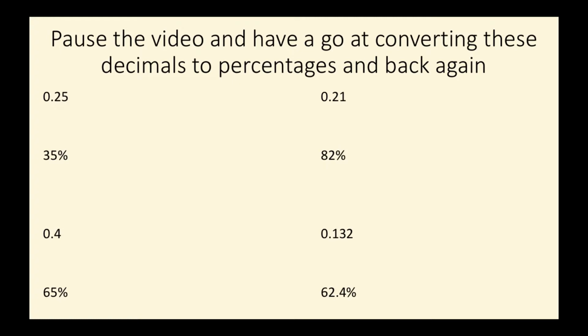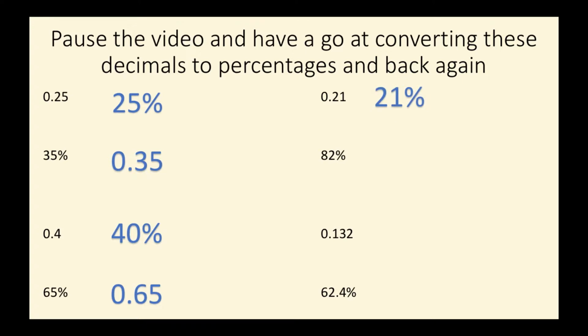Okay, if you've paused the video and had a go, here are the answers. So 0.25 is 25%, 35% is 0.35, 0.4 is 40%, and 65% is 0.65. 0.21 is 21%, 82% is 0.82. 0.132, be careful, we're only moving the decimal place twice because we're multiplying by 100, so that'll be 13.2%. And then 62.4%, we just move it back the other way twice, 0.624.